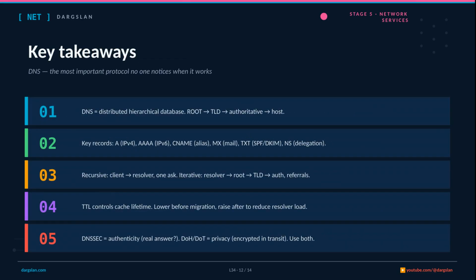So let's pull the whole picture together. DNS is a distributed hierarchical database. Root, TLD, authoritative, host, and it speaks through a small vocabulary of records. A and AAAA for addresses, CNAME for aliases, MX for mail, TXT for policy, NS for delegation. Resolution happens recursively from the client side and iteratively behind the scenes, with TTL deciding how long answers linger in cache. And to keep it trustworthy, layer DNSSEC for authenticity with DoH or DoT for privacy. Together, not instead of each other.